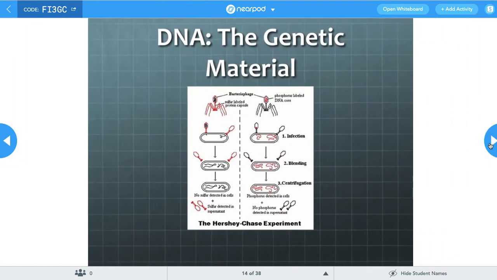And so here's the picture of their results. On the left is where we tagged the protein. On the right is where we tagged genetic material, or DNA. So you see the bacteriophage injects the DNA into the cell. They blend their genetic material into the cell, and then from there we see which one is tagged and which one's inside and outside the cell. So we saw on the left that the sulfur detected is in the capsid, or the protein covering, while on the right we saw that the phosphorus labeled was inside the cell.